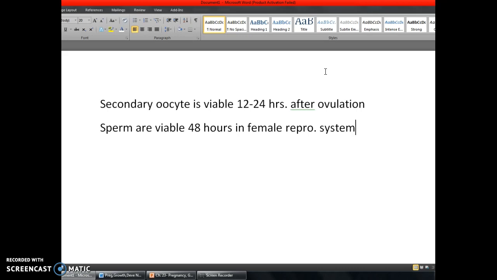Same thing with the egg, which is viable 12 to 24 hours after ovulation. So if you know ovulation has occurred one day, you can't say, oh, tomorrow we can start having sex again and not have to worry about fertilization, because that egg can still be viable for about 24 hours. Okay?